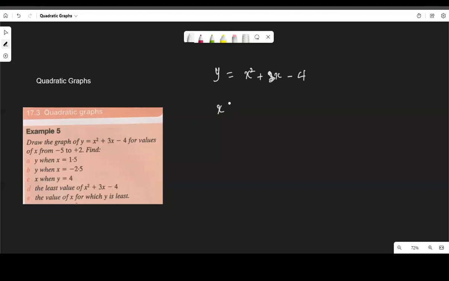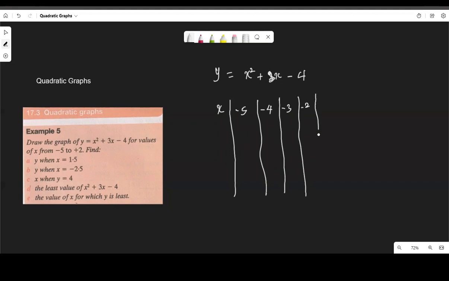We'll prepare the table of values for x, which starts at -5. After -5 should come -4, -3, -2, -1, 0, 1, and 2, since the value of x is from -5 to 2.